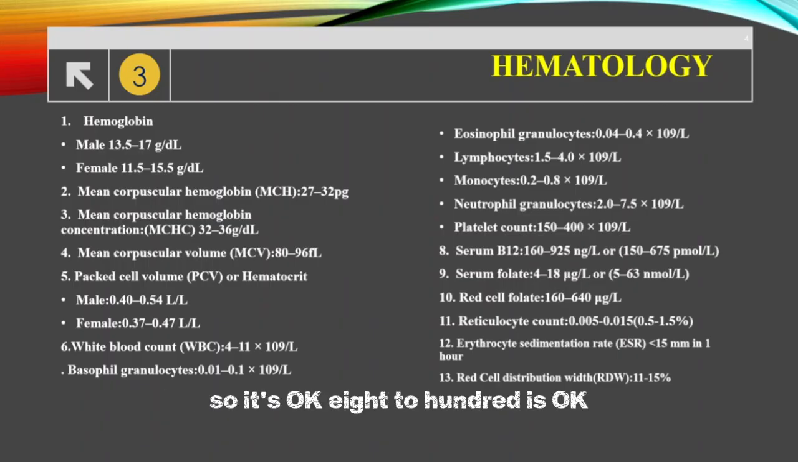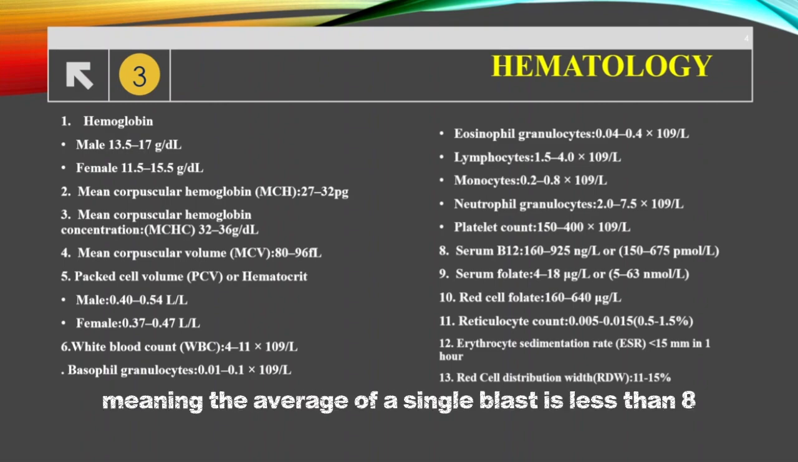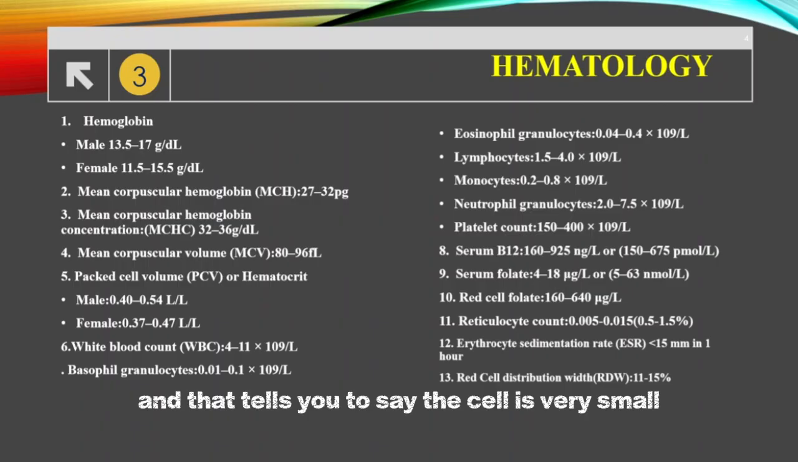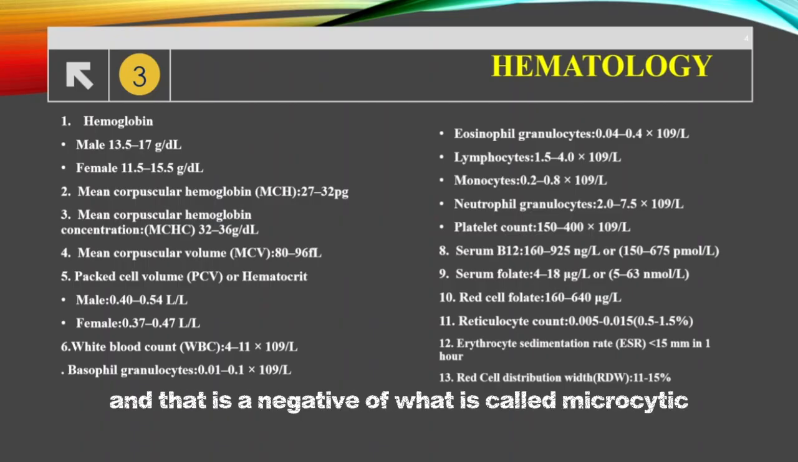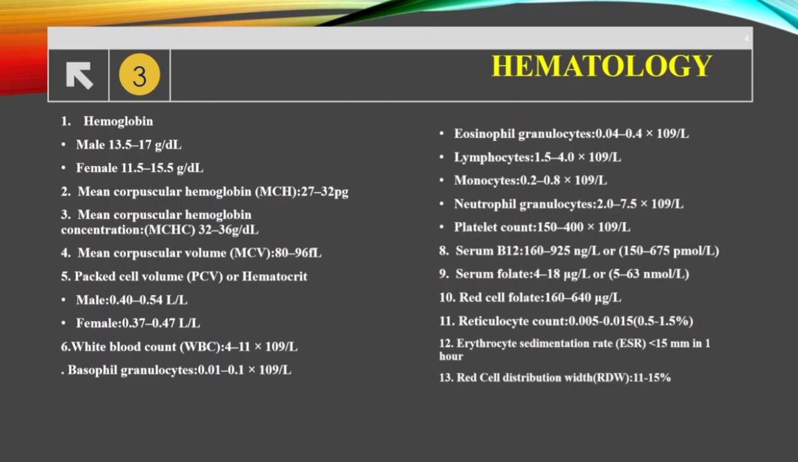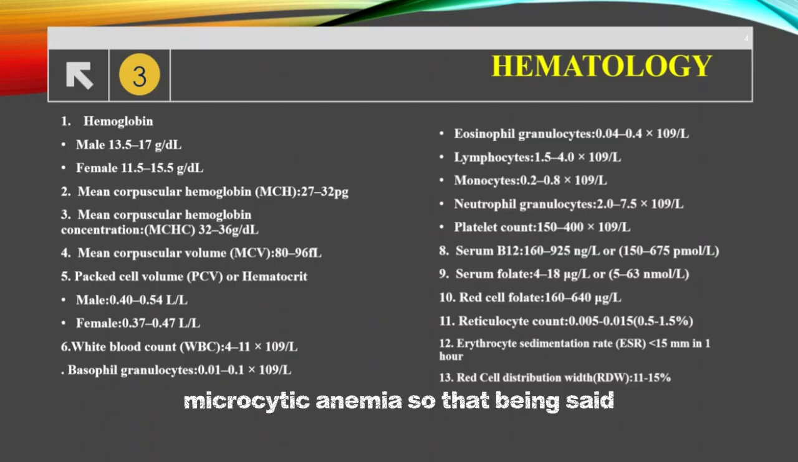Others will say 100, so it's okay. 80 to 100 is okay. Other literatures will tell you 80 to 96, which is also okay. Now, if the MCV is less than 80, meaning the average volume of a single red blood cell is less than 80, that tells you the cell is very small, and that is indicative of microcytic anemia.